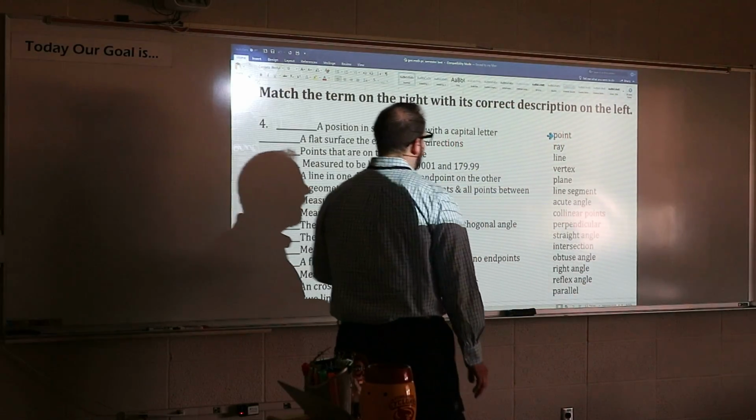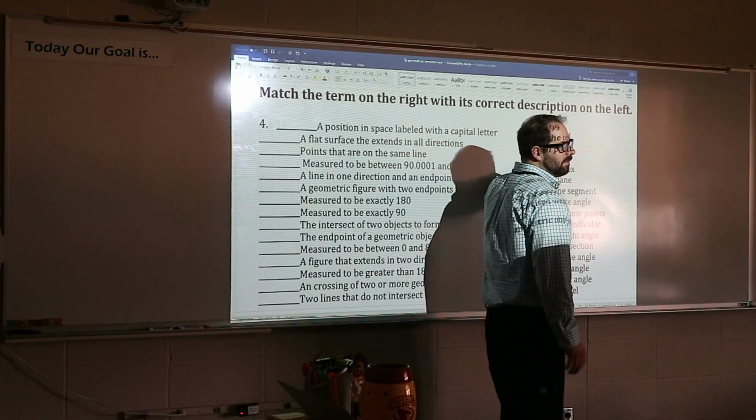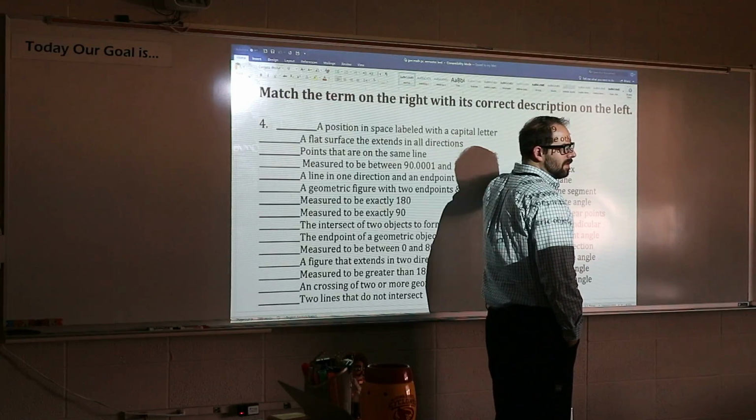Position in space labeled with a capital letter. Okay, we're good? I don't see that. Right there. Oh, this? Yeah.